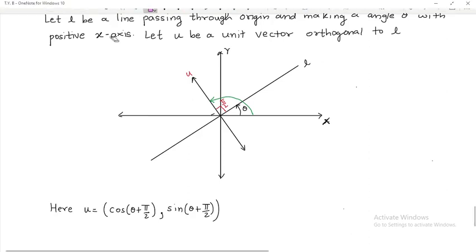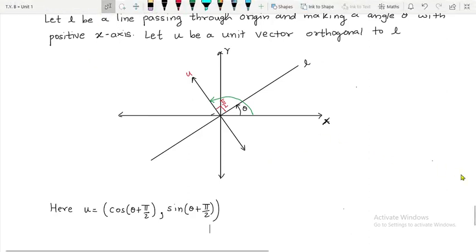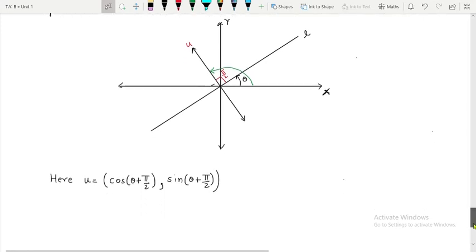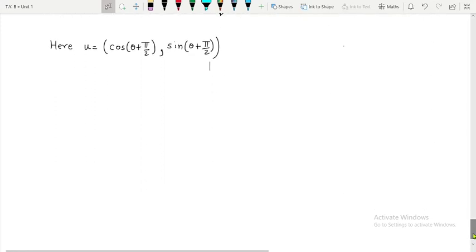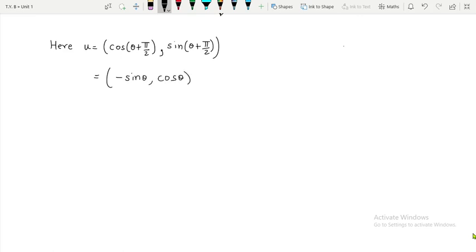Yeah, so that's all about u. Now u is the only important thing while finding the reflection map. By using the formula for cos(a+b), you can simplify it further, and you can see that u is nothing but (-sin θ, cos θ). Now, what is our reflection map?